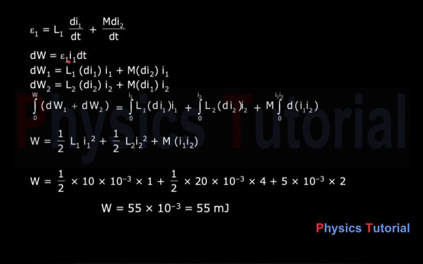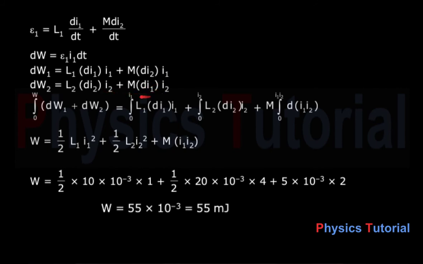So dW is equal to E1 I1 dt, and similarly dW2 is equal to the same for the second circuit. So for dW1, for E1, you use this formula: L1 di1/dt times I1 dt, so this is all related. So E1 I1 dt gives L1 I1 di1 and M di2 into I1.